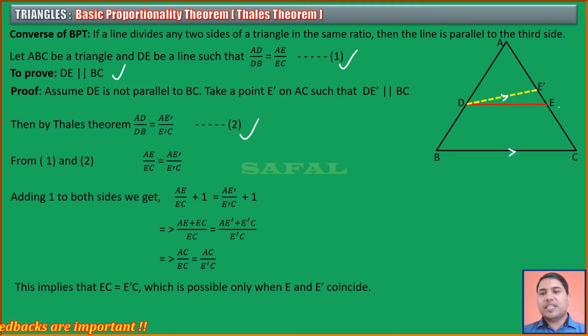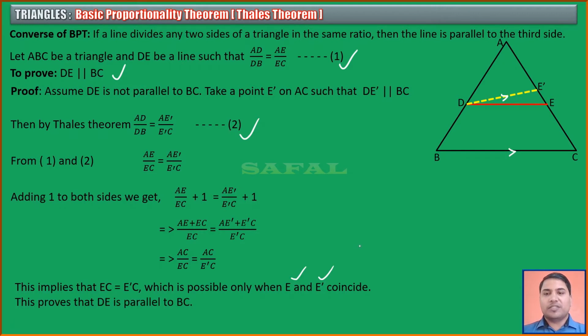Now if EC and E dash C are the same, that means E and E dash must coincide. That means they are not two distinct points, they are only one point. So this implies DE is parallel to BC. So this is the converse of Thales theorem. So very important: if a line is drawn parallel to one side of a triangle to intersect the other two sides, the two sides get divided in the same ratio, so that we have Thales theorem. The converse of that is, if two sides get divided in the same ratio by a line, then the line must be parallel to the third side.